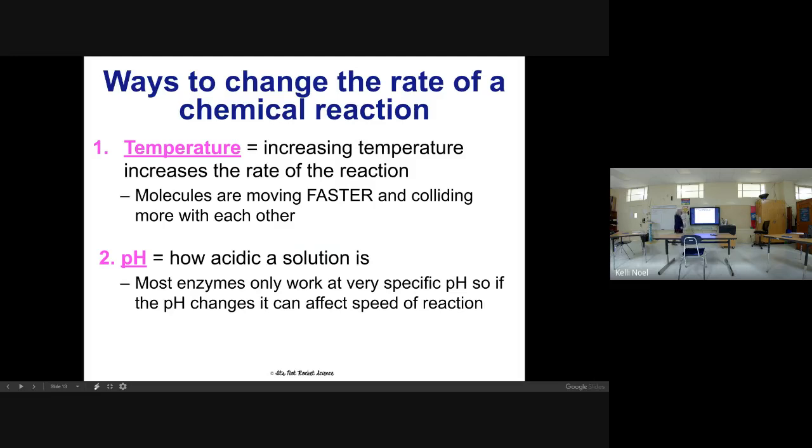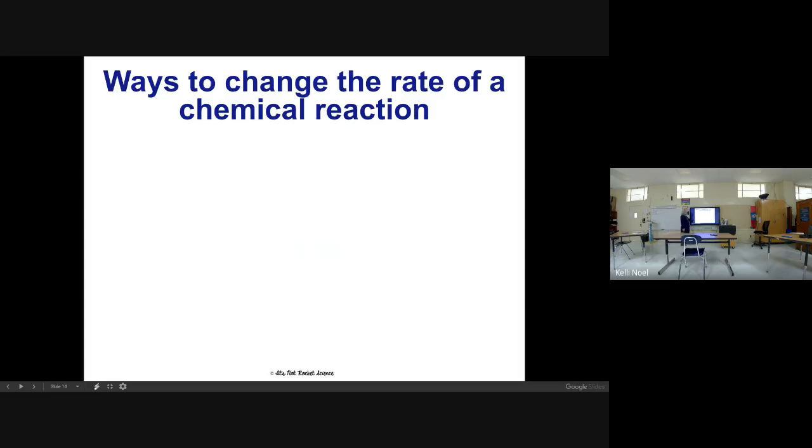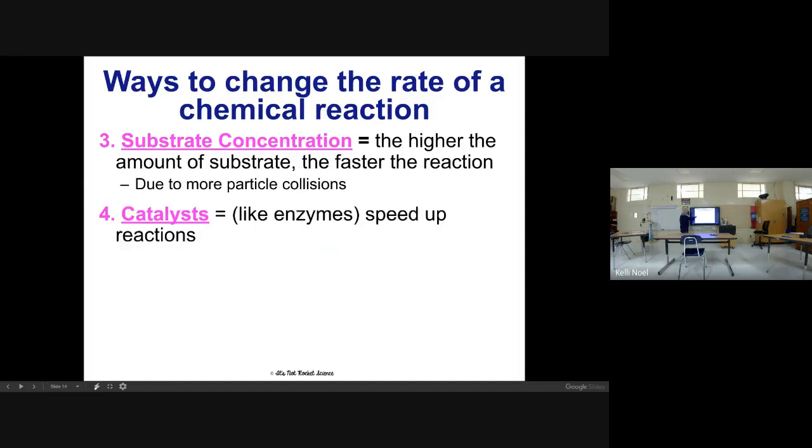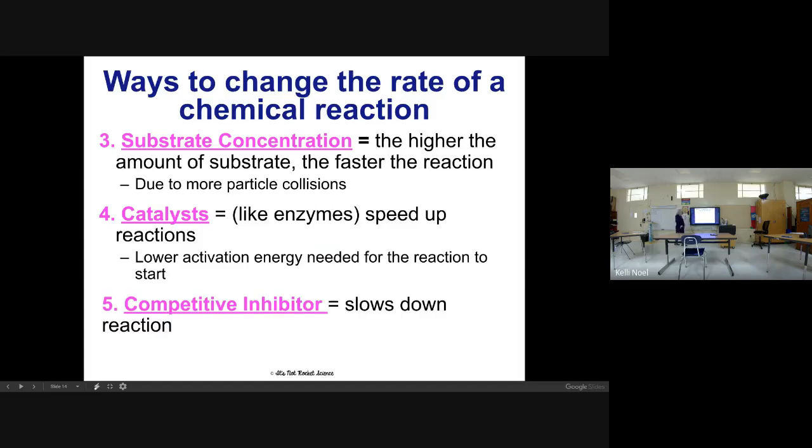Most enzymes work at a very specific pH, so it's very, very important, as well as temperature, that those stay within check for normal. Substrate concentration, how much of the reactant is there? If there is more, you're going to have a faster reaction time. And then last, catalysts, like enzymes, are going to help speed up reactions. So they're going to lower the activation energy, and that causes the reaction to start sooner and get through.